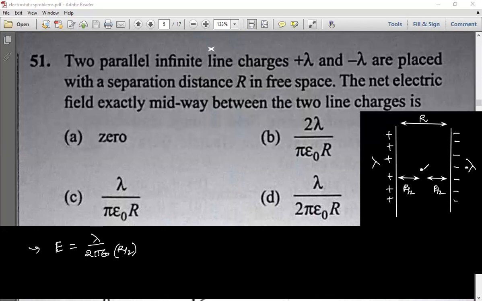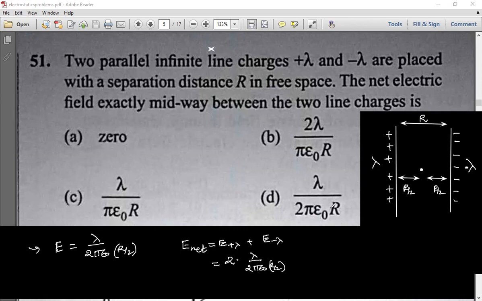So what is the case here? This will go this side, this will also come this side. So both are in the same direction only. So E net is equal to E because of plus lambda plus E because of minus lambda. Both you will get the same only. So 2 into lambda by 2 pi epsilon naught into r by 2. So how much are you getting as the answer? Check it. This 2 will go up, and this 2 will get cancelled.